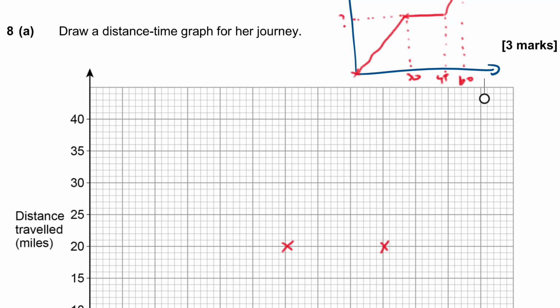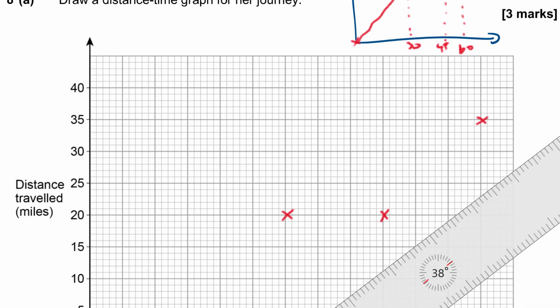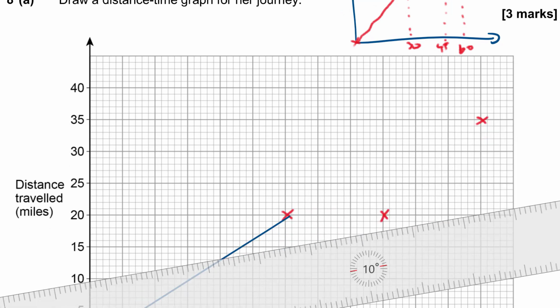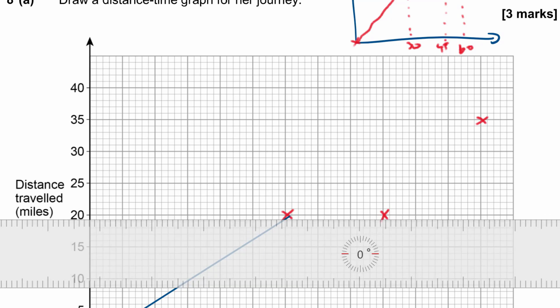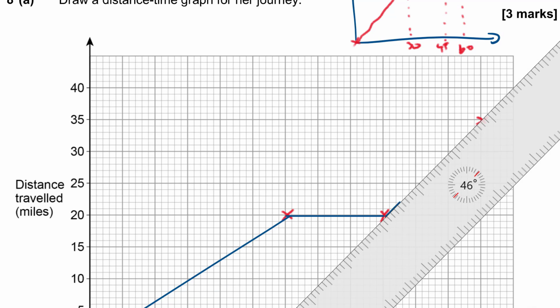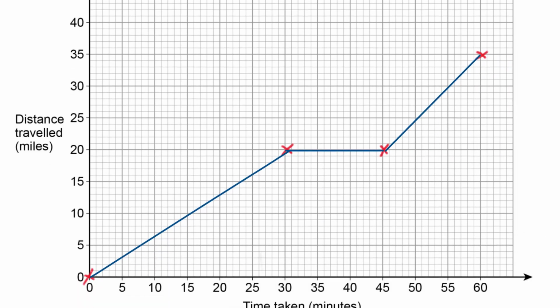So if she's at a distance of 20 and she travels for 15 miles, she's going to now be at a distance of 35. So I'm going to plot a point at 60, 35. Okay, so now I just need to join those all up with straight lines. Done. Okay, so my graph looks like that.